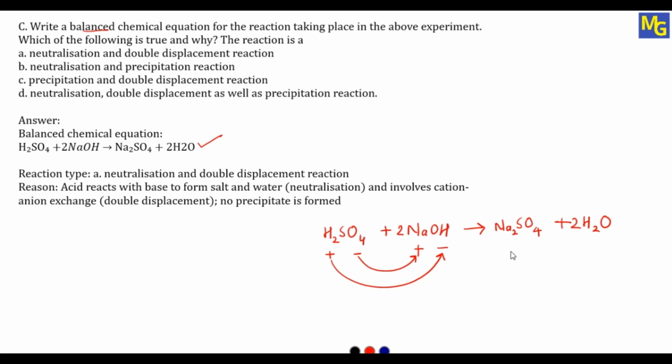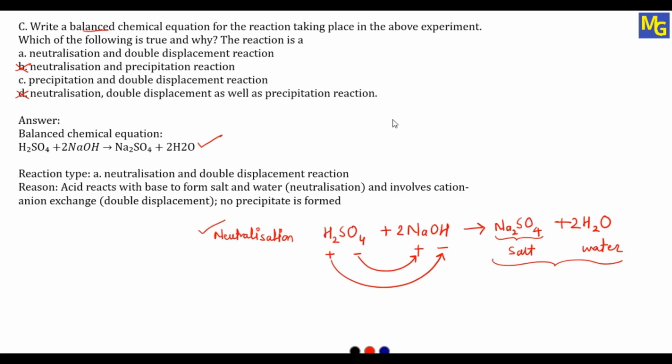Now this is salt and this is water. Whenever an acid and a base react to give salt and water, such reactions are called neutralization reactions. So here it is clear that the reaction is neutralization. In the product, water is the medium, and the salt, sodium sulfate, is an aqueous salt. It can be easily dissolved in water. It will not form any precipitate. So here there will be no precipitation. So the second statement will go wrong. There will be no precipitation, so even D will go wrong.